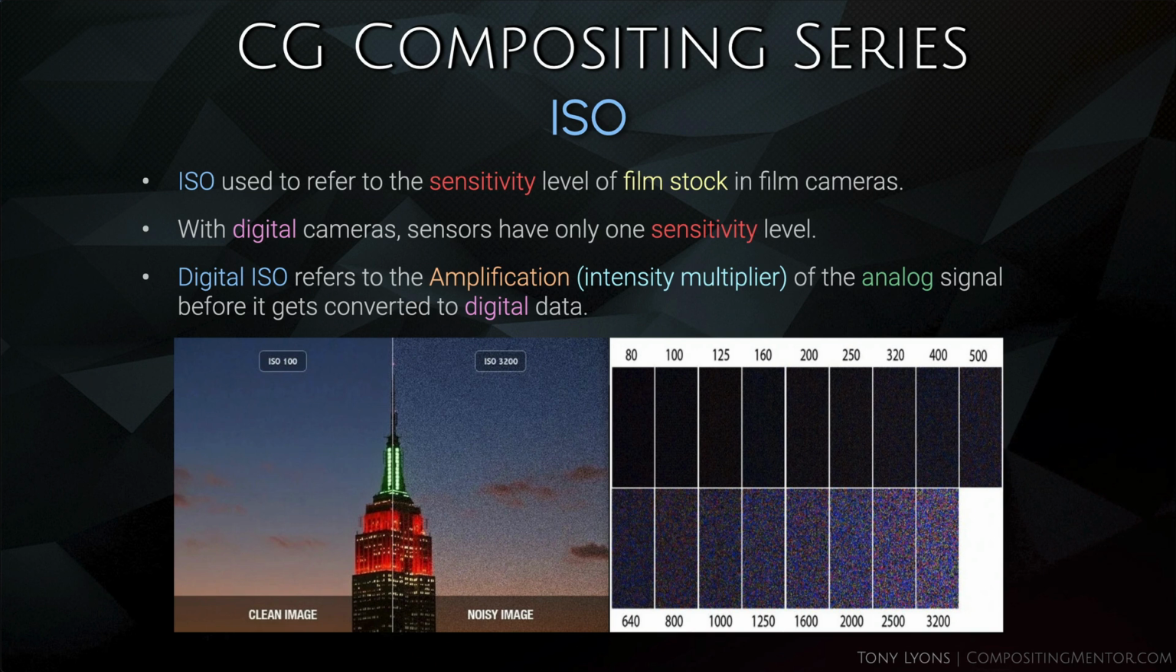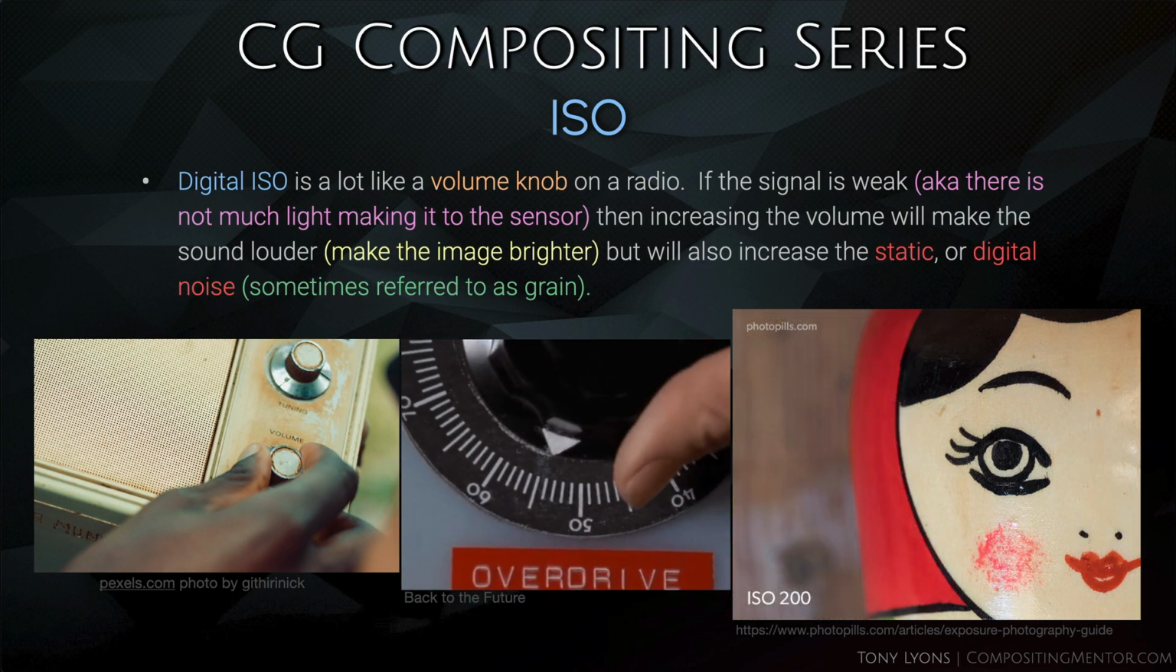But ISO is kept on digital cameras, and I guess we can refer to that as digital ISO. But digital ISO actually refers to the amplification, or what intensity multiplier, of the analog signal before it gets converted to digital data. Digital ISO is a lot like a volume knob on a radio.